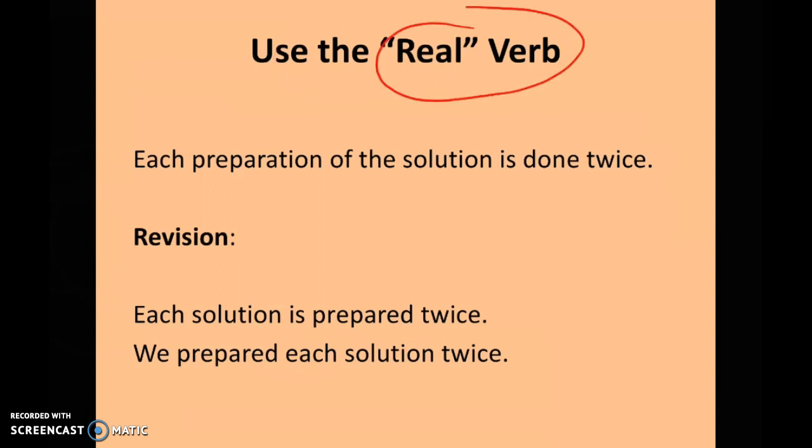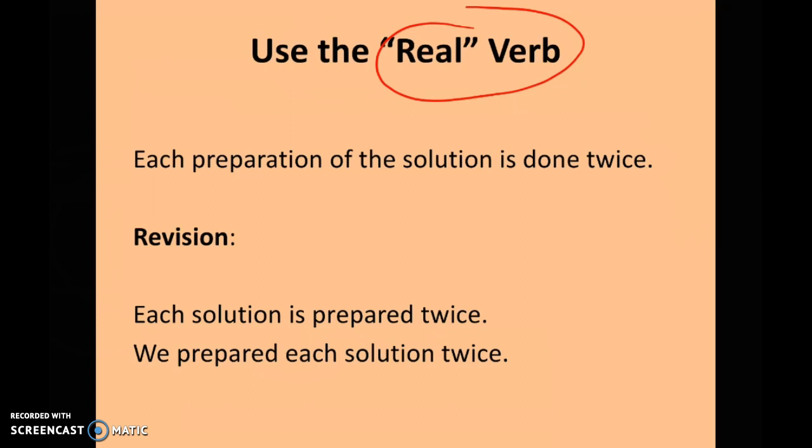And this is a typical sentence I see a lot in method sections in particular. Each preparation of the solution is done twice. And on top of that, it's not really clear: is each preparation solution done twice, or is it the preparation that's done twice? So there's some lack of clarity here as well, which is hard for us to clear up, because we did not write the sentence. But possible revisions would be: each solution is prepared twice, or we prepared each solution twice.